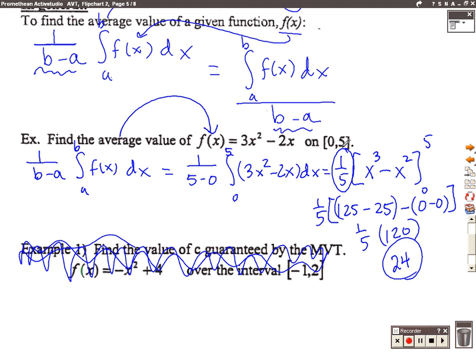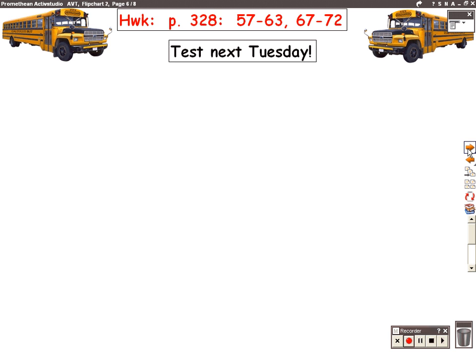What I'd like for you to do, and nope, no test on Tuesday. This is old. This is before all the snow occurred. Page 328, 57 to 63 and 67 to 62, and practice the average value theorem. I think I actually have another video posted on my Edline page from someone else on the average value theorem if you need more, and certainly you can look at your textbook and come in and ask me questions, but I hope you're able to do this using the notes that we just did.